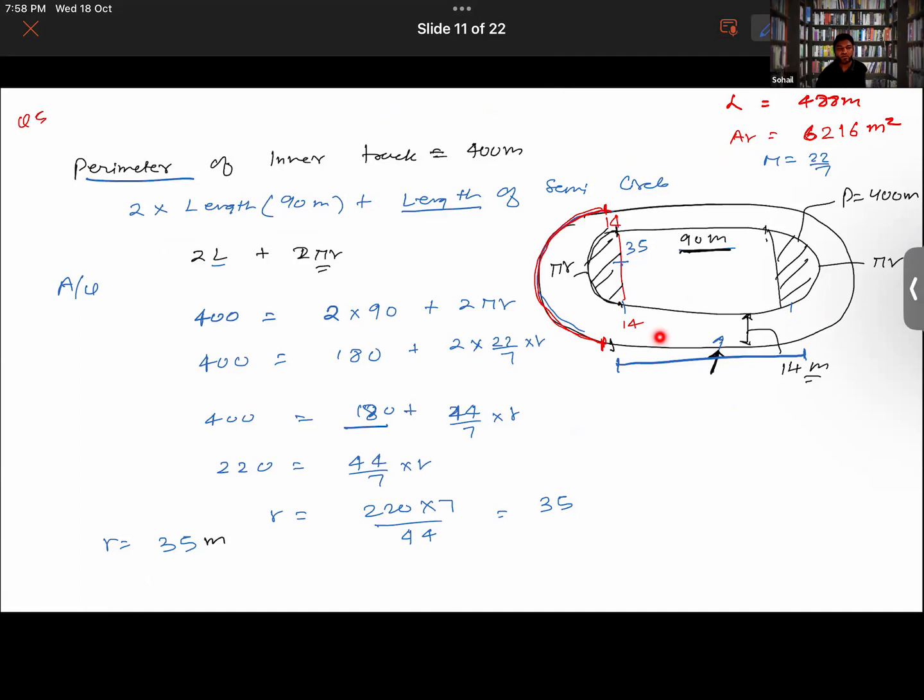Exactly. So area of outer track will be area of outer rectangle plus area of two outer semicircles, right? So let's find that one as well. Area of outer track will be equal to area of outer rectangle plus area of two semi outer circles.